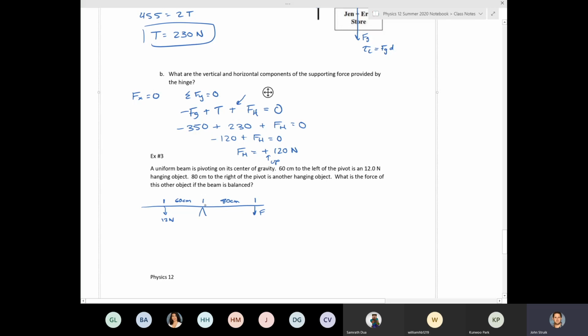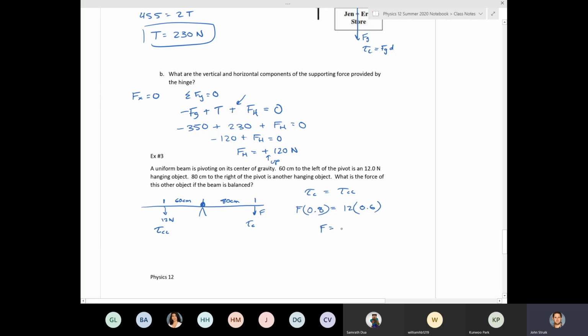If this is our point of rotation, this force right here causes a counterclockwise torque, and this force right here causes a clockwise torque. So in this case, we just need torque clockwise equals torque counterclockwise. F times 0.8 equals 12 times 0.6. Notice how I'm turning my centimeters into meters because it's Newton meters. So F is 12 times 0.6 divided by 0.8.